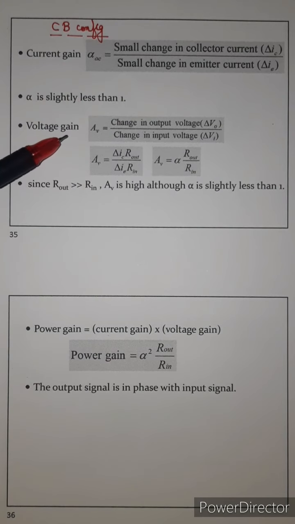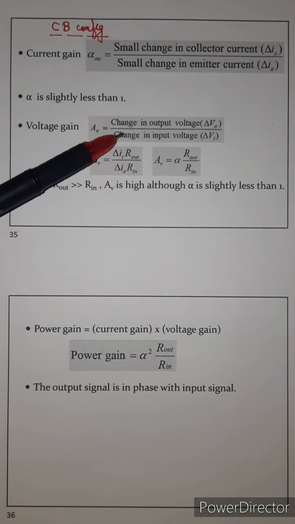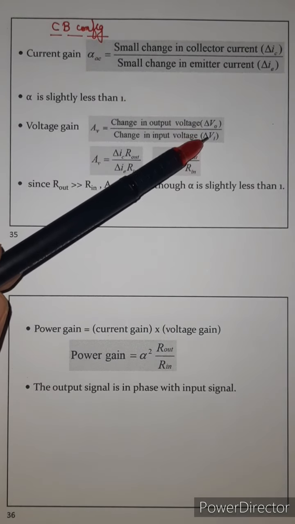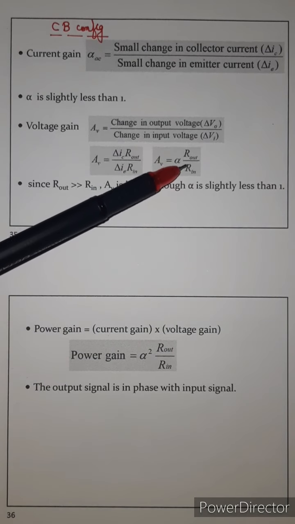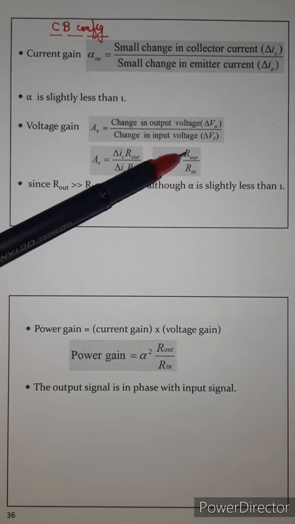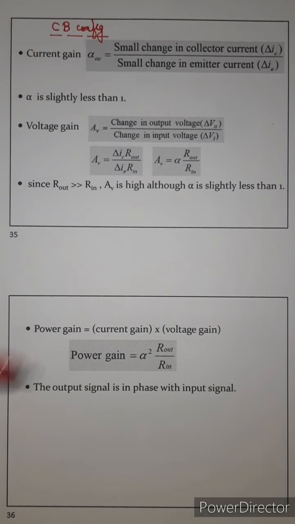Now if you talk about the value of voltage gain, it is defined as the ratio of change in output voltage to the change in input voltage, that is delta V0 upon delta Vi, which on simplification gives alpha Rout by Rin. And as we all know that the output circuit is reverse biased, so its resistance will be very high. So we will get a significant amount of voltage gain in case of common base configuration.